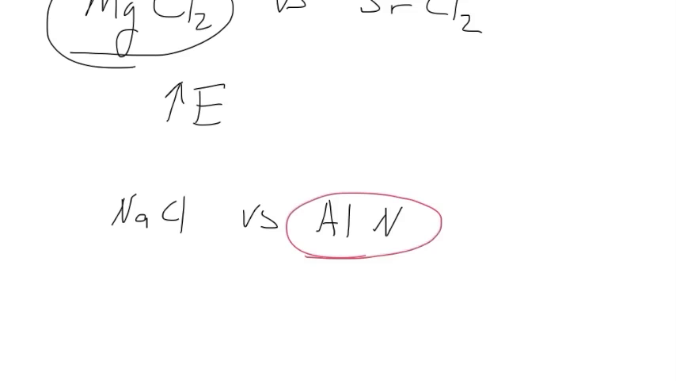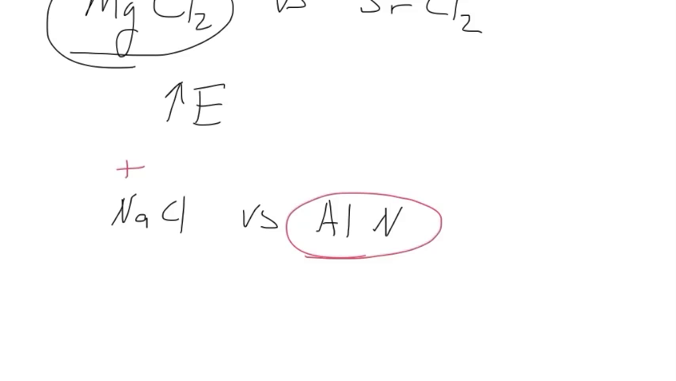Right, so nitride is higher on the periodic table, which means it's going to be bigger or smaller? Smaller, right. But that's not the only thing. What's the main reason? What's the charge on the sodium?